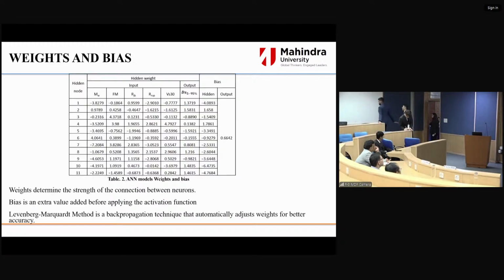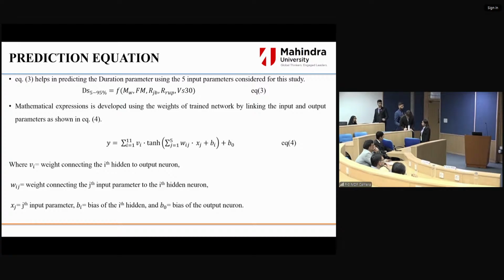And these are the weights and biases for our ANN model. The ANN model uses weights and biases to determine the strength of connection between the neurons. And the Levenberg method was used to adjust these weights for better accuracy. This is the prediction equation we predicted initially, and later on, we derived this equation y equal to, and so on.